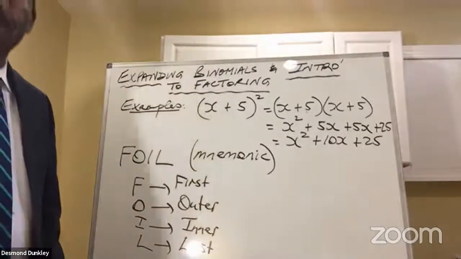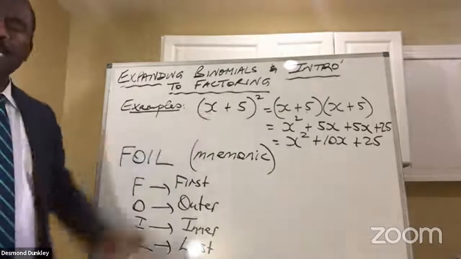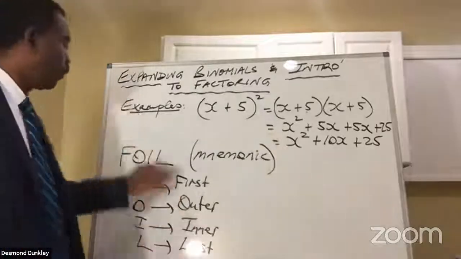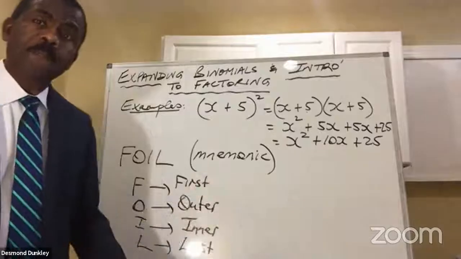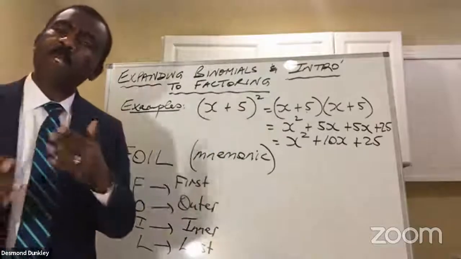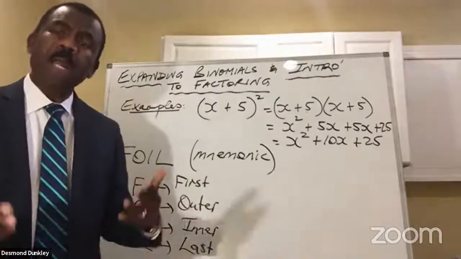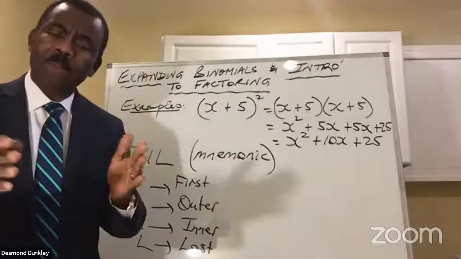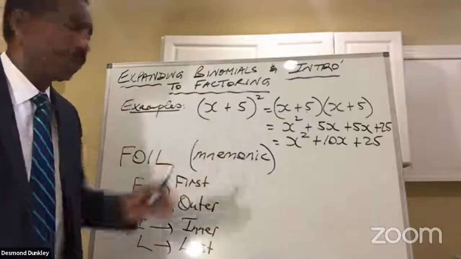I need to show you, using an example, how these letters are used. But even if you do not know the word FOIL, you will be able to expand. It's just that if somebody was to say FOIL it, I want you to know what they're asking you to do. All they're asking you is to multiply one binomial times another binomial. But I'm going to illustrate to you how these letters come into play.